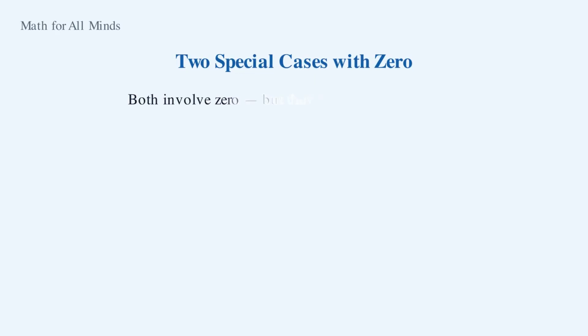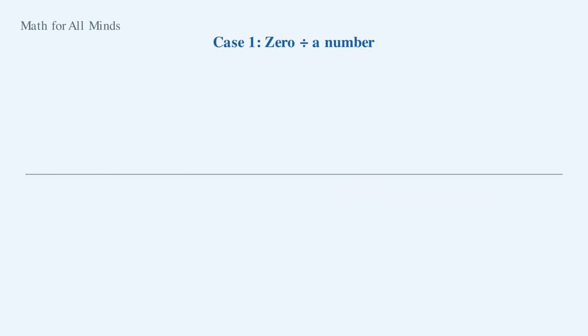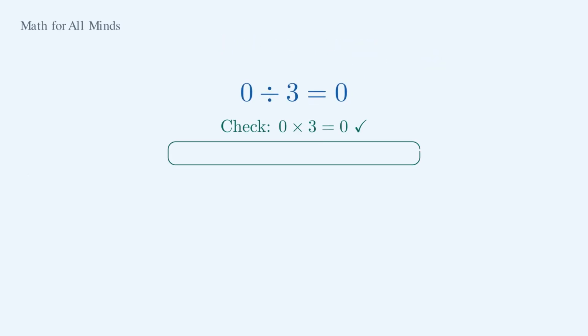Now let's talk about 2 special cases that trip people up, and they both involve 0. First, what happens when you divide 0 by a number? Say you have $0 to split among 3 friends. Each friend gets $0. 0 divided by any number is 0.